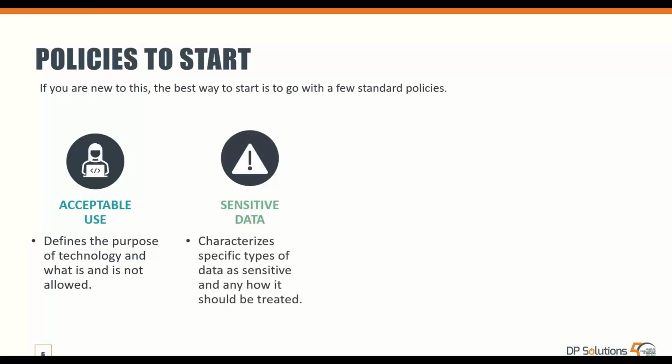Another policy to talk about is sensitive data. A sensitive data policy, and again, you might call any of these something else, characterizes specific types of data that you hold as sensitive and how it should be treated. A lot of people by default think of some of the PII stuff I mentioned before: electronic medical records, credit card numbers, social security numbers, addresses, names, phone numbers, whatever. But that's not necessarily the only items that are sensitive.